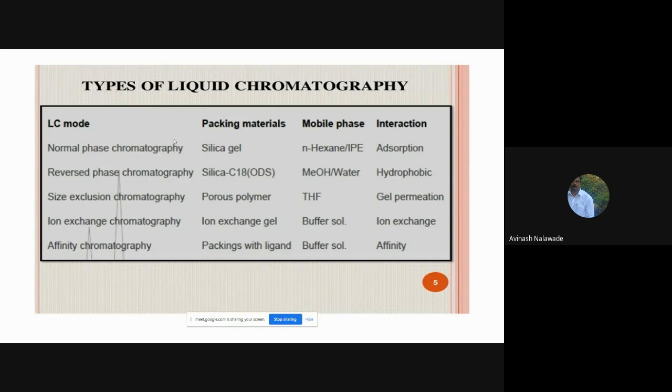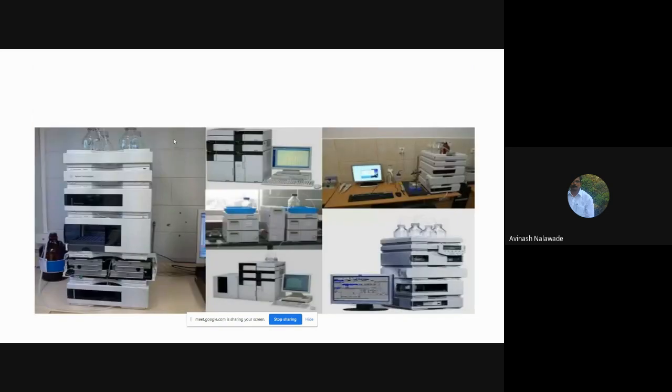In ion exchange chromatography, the packing material is ion exchange gel, and the mobile phase is a buffer solution. Why buffer solution? When we are separating the various types of analytes, the pH of the system is also important for the separation. So in this particular case, buffer solution is used, and obviously the interaction is ion exchange. Then affinity chromatography: here we are using affinity ligands as packing material, it is packed with ligands, and the mobile phase is a buffer solution, and the interaction is affinity. So this is just an overview.